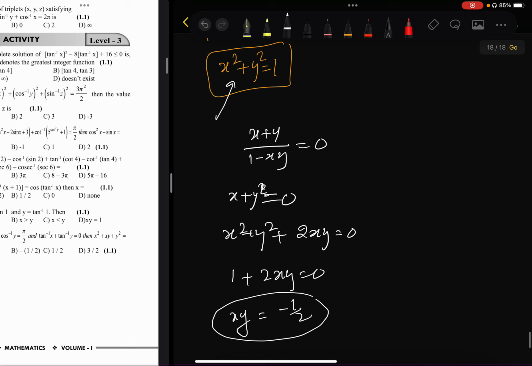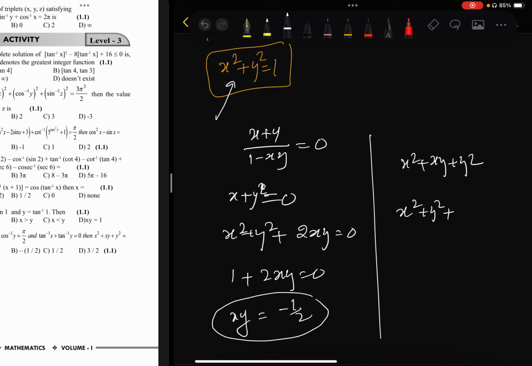Now we need to find the value of this one. We need to find x square plus xy plus y square. So x square plus y square is 1, and the value of xy is minus half. So 1 minus half is equal to half. So half is the correct answer, right? Yes.